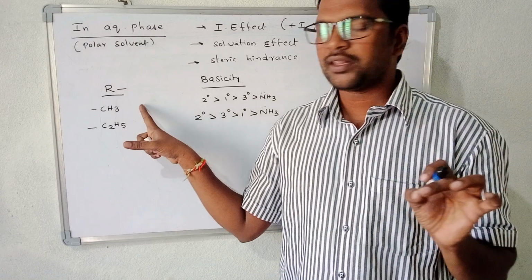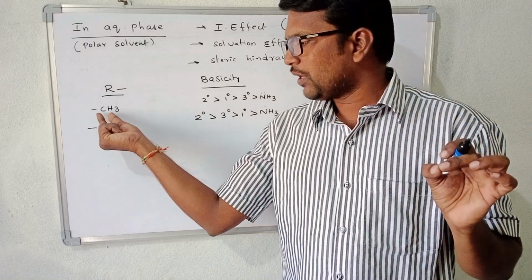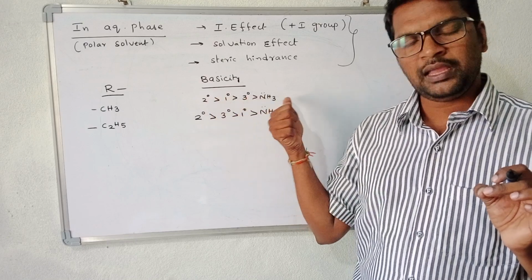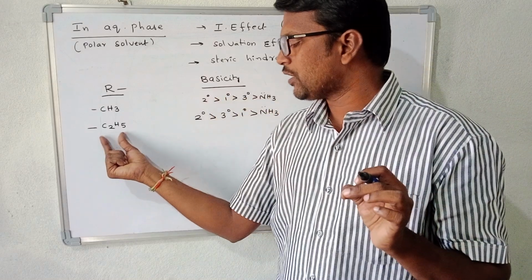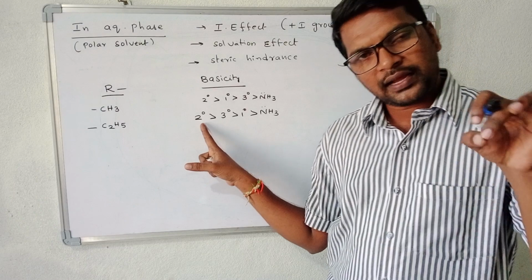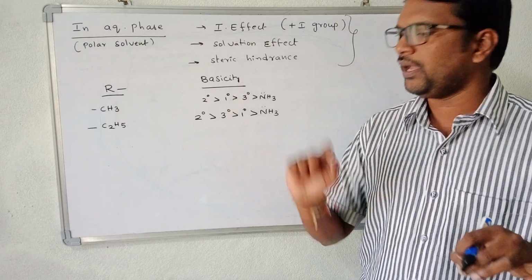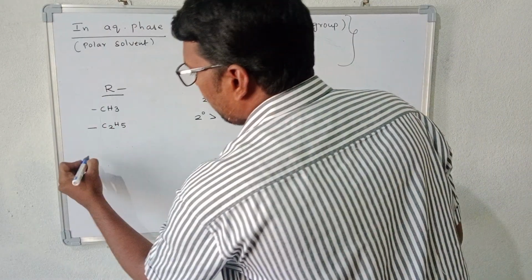You remember, within the problem, if a methyl group is present in the alkyl group place, then the order is secondary, primary, tertiary, and ammonia. If an ethyl group is present, again secondary amine is more basic, but primary and tertiary, these two positions can be interchanged. Right, these are alkyl groups.